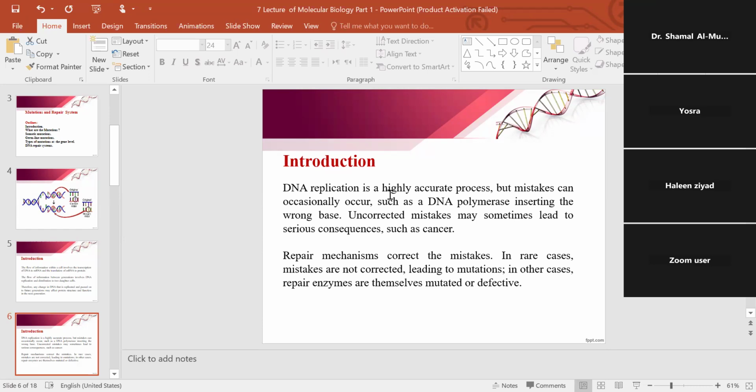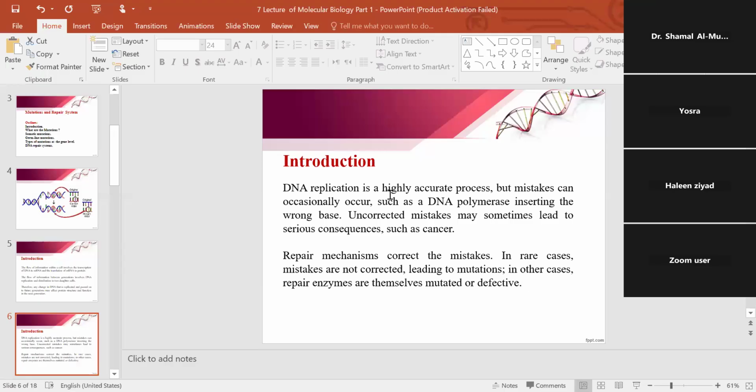Repairing mechanisms correct the mistakes. We have mechanisms for repairing. This is also done by DNA polymerase. And sometimes in rare cases, meaning in very few cases, mistakes are not corrected and lead to mutations. In other cases, repairing enzymes are themselves mutant or inactive.